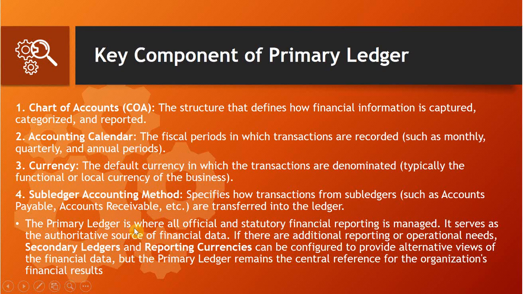The primary ledger is where all official and statutory financial reporting is managed. It serves as the authoritative source of financial data. If there are additional reporting or operational needs, secondary ledgers and reporting currencies can be configured to provide alternative views of the financial data. But the primary ledger remains the central reference for the organization's financial results.